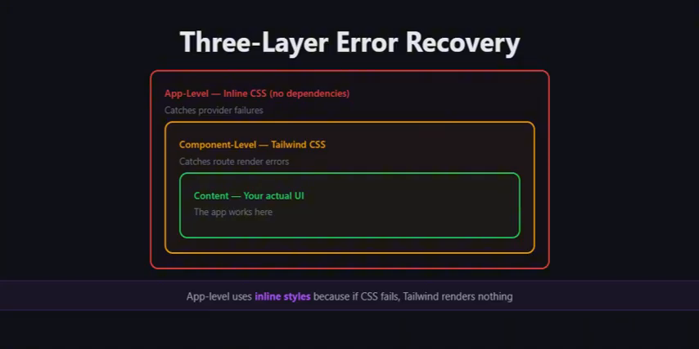Layer 2, component-level error boundaries at the page and feature level. These use Tailwind because the CSS pipeline is already loaded at this point. If the chat component crashes, the rest of the app stays functional.